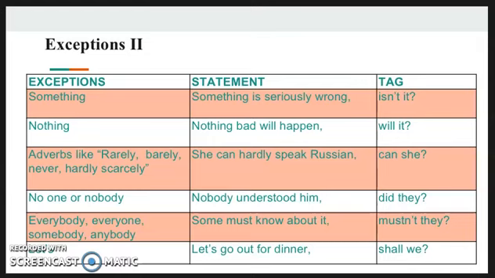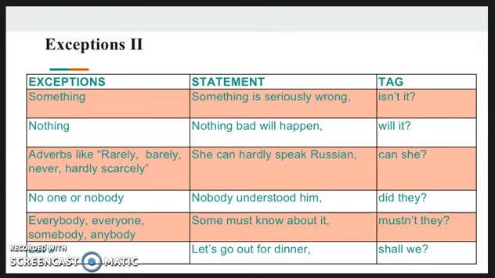If the subject is nothing, we always use the affirmative question tag. In sentences with adverbs such as never, rarely, we use an affirmative question tag. In sentences with everybody, everyone, no one, nobody as the subject, we use a question tag with the pronoun they and the plural form of the verb. If the subject is no one or nobody, we always use an affirmative question tag. In sentences with let's, we use question tag shall we.